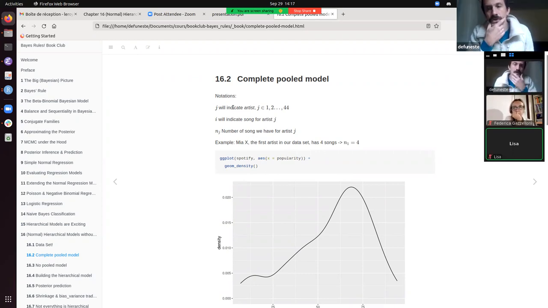Okay, then we'll start with the complete pooled model. That means we will not care about the artist. Before that, let me introduce a few notations. We will indicate every artist by G, every song of artist G by I, and the number of songs we have for artist G will be N_G. So with Maya X, I don't know her, she has just four songs in this data set. She's the first one in the data set, that's why it's N1 and it's four. Just notation, I don't think it matters too much, but yeah.